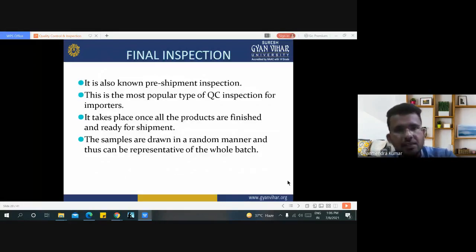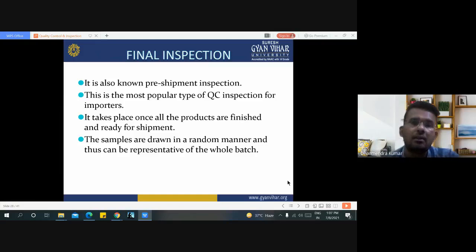Now the final inspection. Final inspection is also known as pre-shipment inspection. It is the most popular type of quality control inspection for importers. It takes place once all the products are finished and ready for shipment. It means quality control and inspection done in the finished goods inventory. The samples are drawn in a random manner, and thus they can be representative of the whole batch.